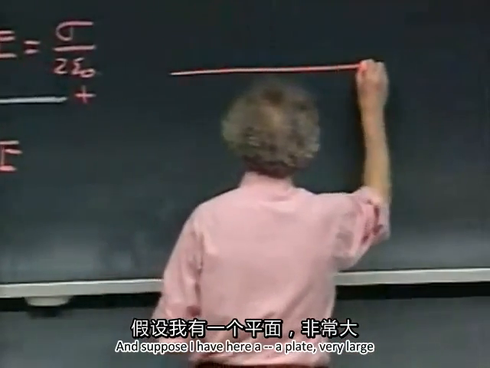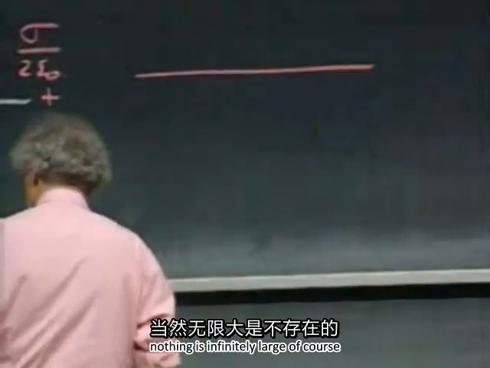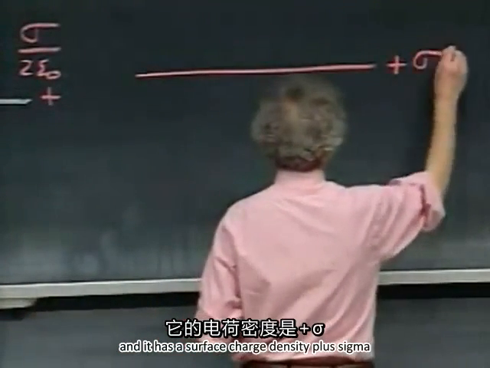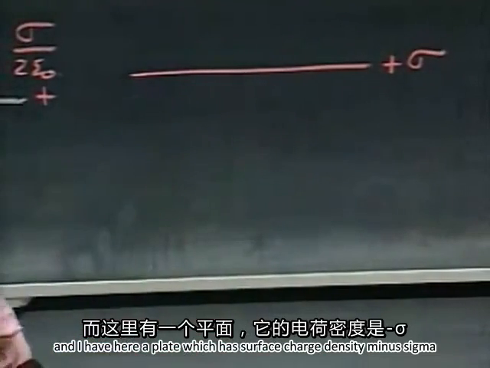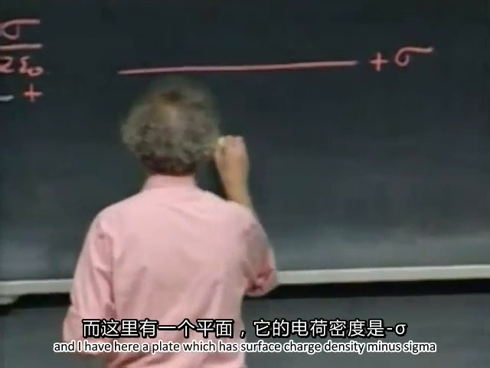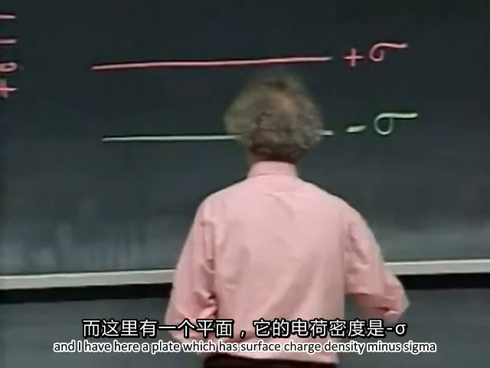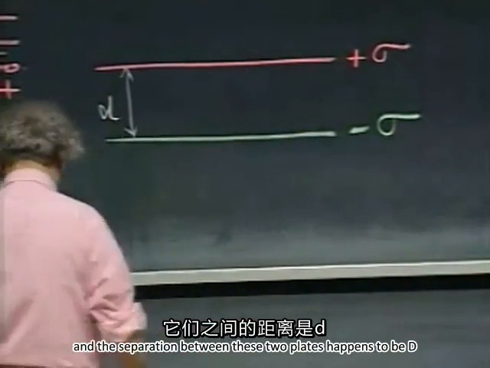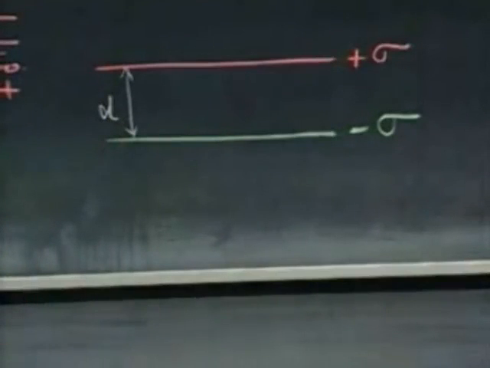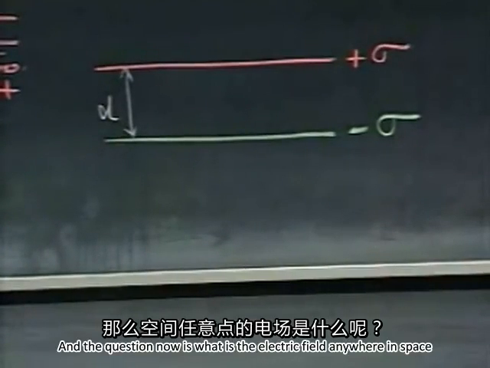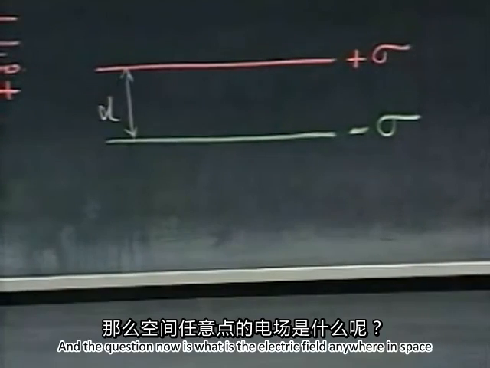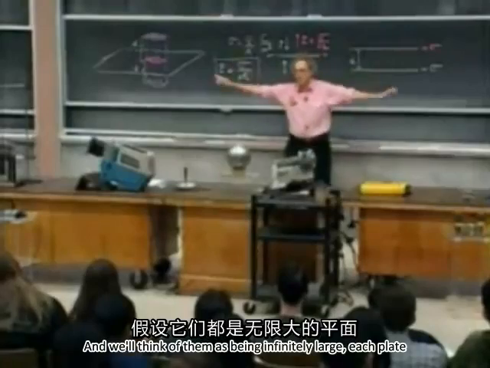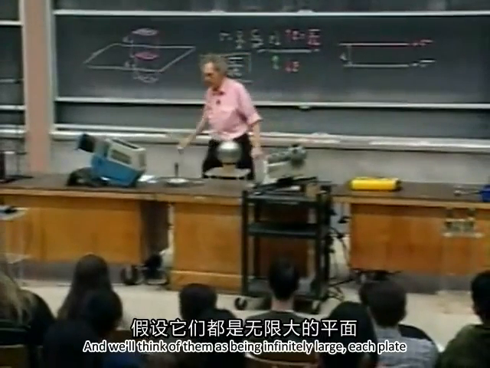plate, very large. Nothing is infinitely large, of course. And it has a surface charge density plus sigma. And I have here a plate which has surface charge density minus sigma. And the separation between these two plates happens to be d. And the question now is, what is the electric field anywhere in space? Here, here, and here. And we'll think of them as being infinitely large, each plate.